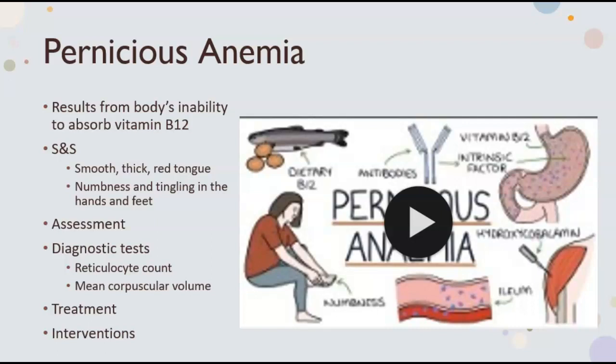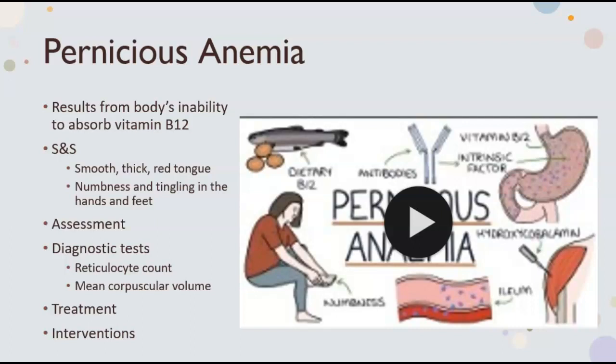Assessment, you might see palpitations, nausea, flatulence, constipation, diarrhea, and indigestion. Those are your GI complaints. The tongue will be tender and it might feel like it's burning. It's going to be smooth and red, and thick, so it might look swollen. Weakness and difficulty swallowing, tingling of the hands and feet. They might also have loss of the sense of body position. Mental disorientation, personality changes, behavior problems, and it can eventually lead to paralysis.